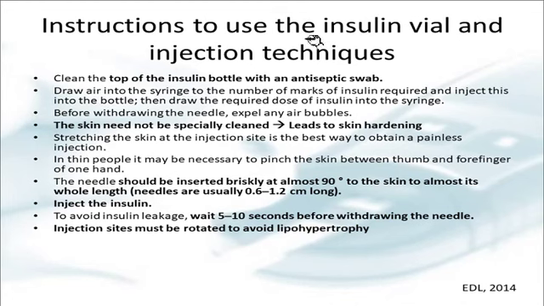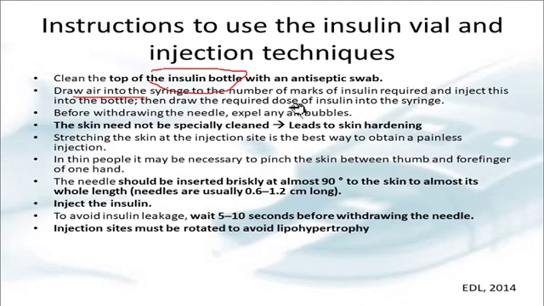Now, insulin comes in both vials and pens. Commonly nowadays we mostly use pens, but some people still use vials. So if you're using the vial, you need to clean the top of the vial with an antiseptic swab or alcohol swab. You then need to draw air into the syringe up to the number of mark that is required. So if it's 10 units, 1 unit, 6 units, whatever, you draw up air till that mark. Then you insert the needle into the bottle and inject the air into the bottle. Then without withdrawing the needle, expel any air bubbles.